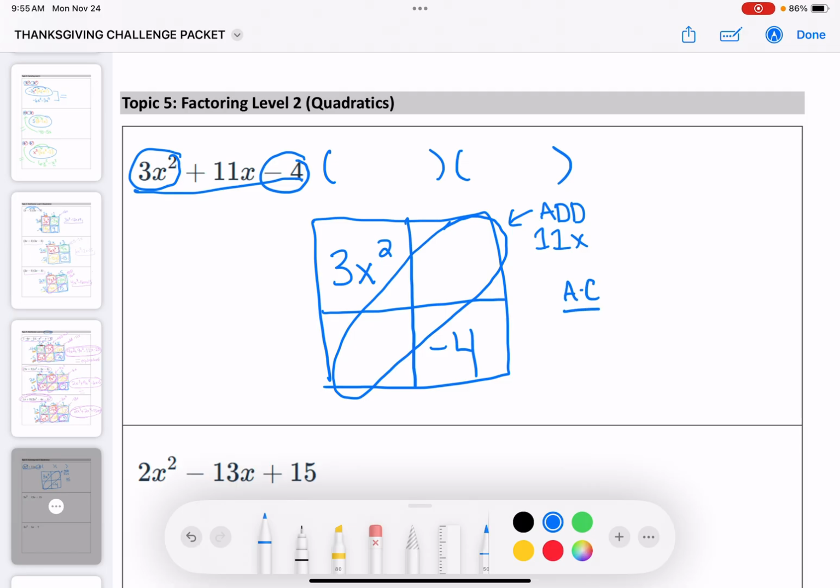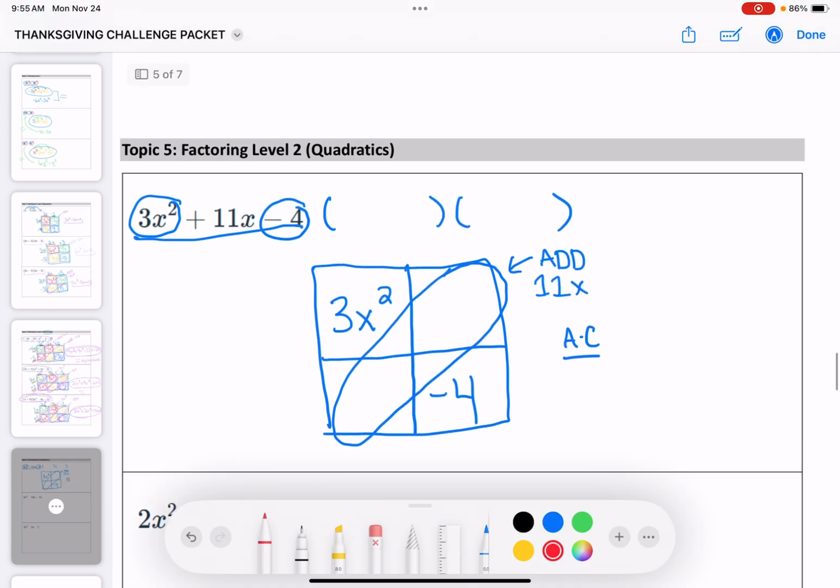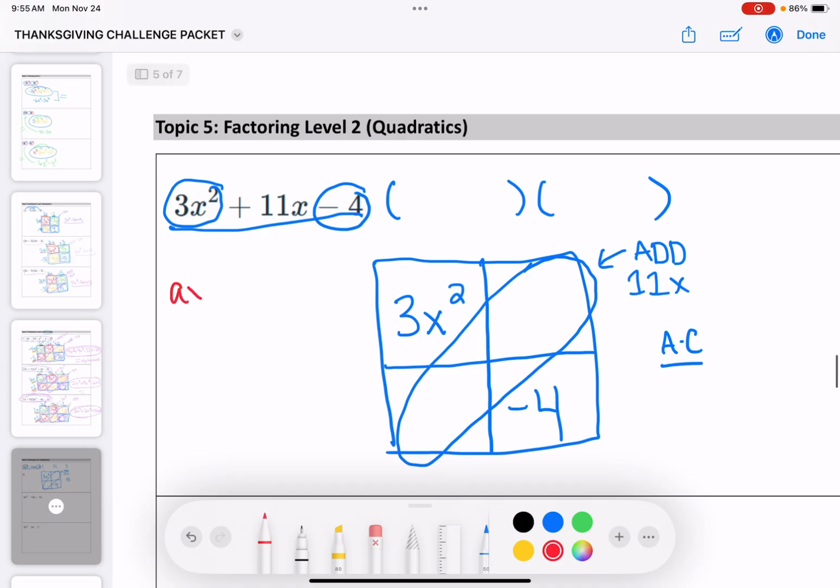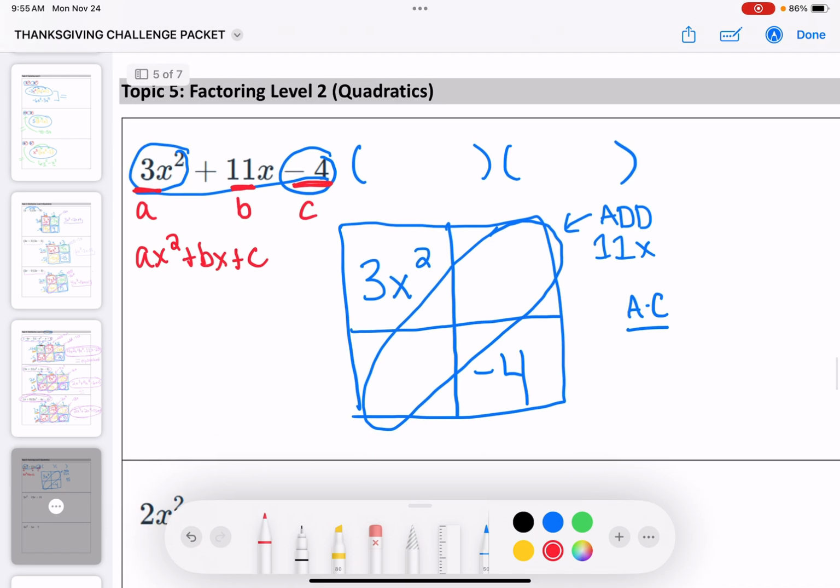Oh, we're going to label these. I forgot to say that. Sorry. The format of a quadratic is ax squared plus bx plus c. So whatever's with the x squared is a, whatever's with the x is b, and whatever's the constant is c. So my a times c would be 3 times negative 4, which is negative 12. That's like my magic number.